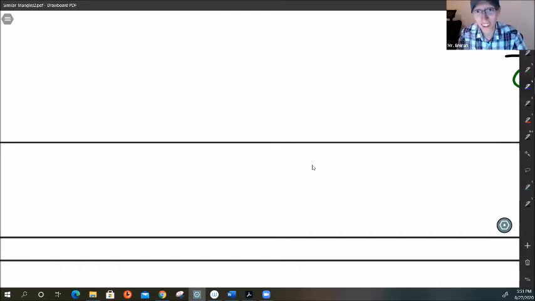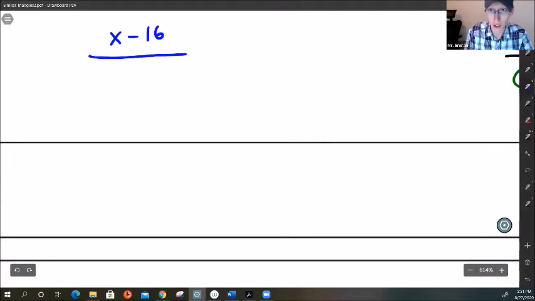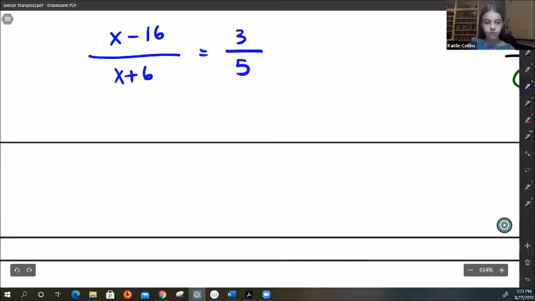Okay. And I want a nice answer, not a decimal answer this time. So I'll just give you a nice integer answer for this one. x minus 16 over x plus 6 is equal to 3 over 5. Let's solve for x as well.